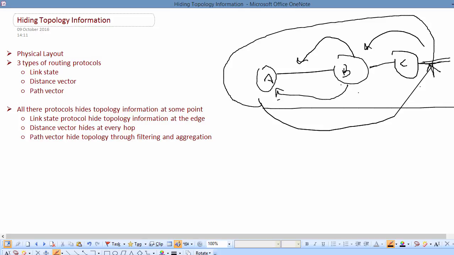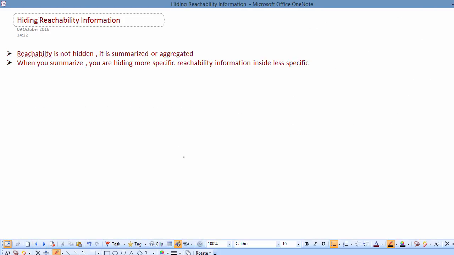Let's move on to the next topic, hiding of your reachability information. Reachability information hiding is very simple. It's not that you are hiding some kind of reachability, it's basically summarization or aggregation. I'm not going to explain what summarization and aggregation are; you are very much aware of all those things. When you summarize, you are hiding more specific reachability information inside a less specific reachability information. So this is another key aspect of hiding information with the help of summarization.